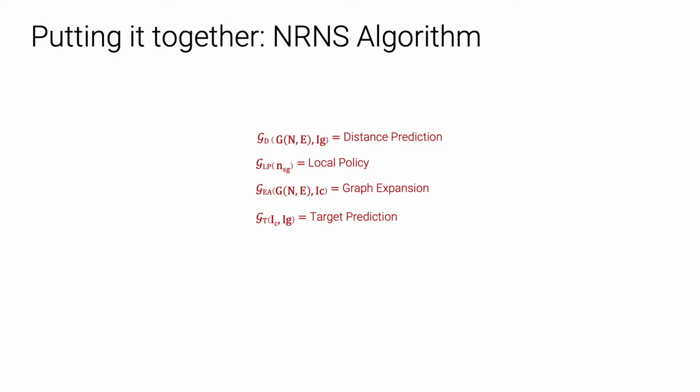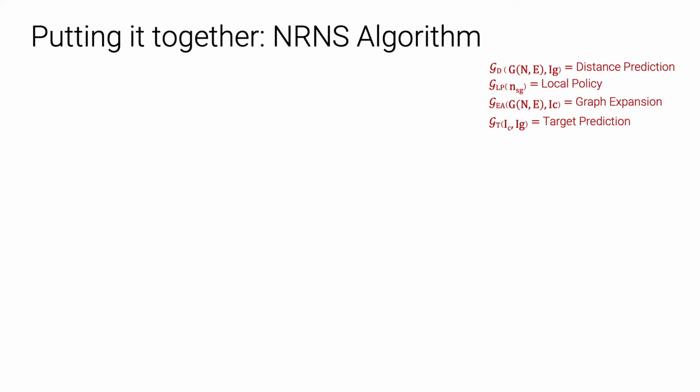We have 4 functions now, and 2 of them, the distance prediction function and the target prediction function, are trained. The local navigation and graph expansion functions are depth-based. We now put them together to form our hierarchical approach to image goal navigation, and we show how this works for a given time step.